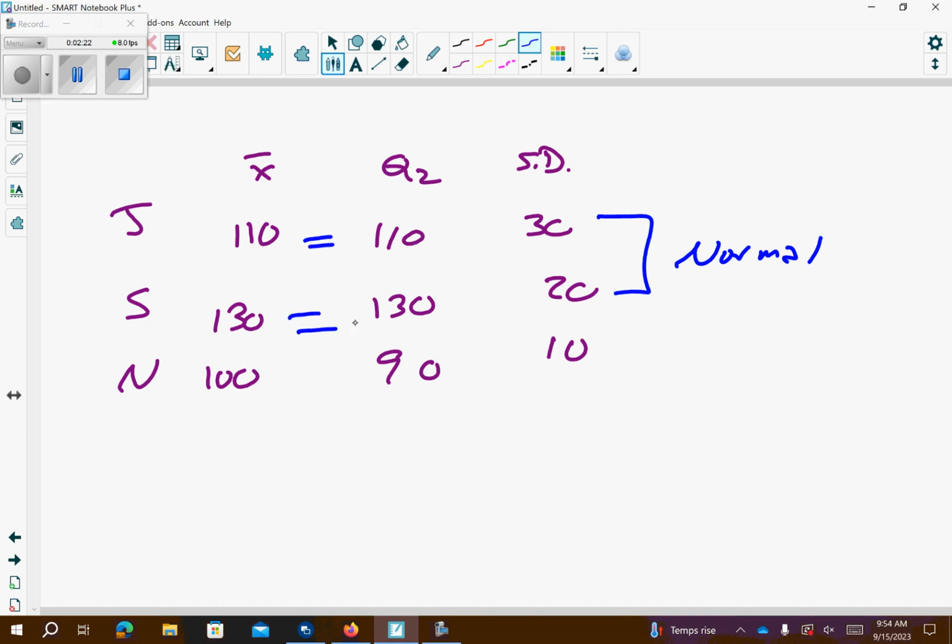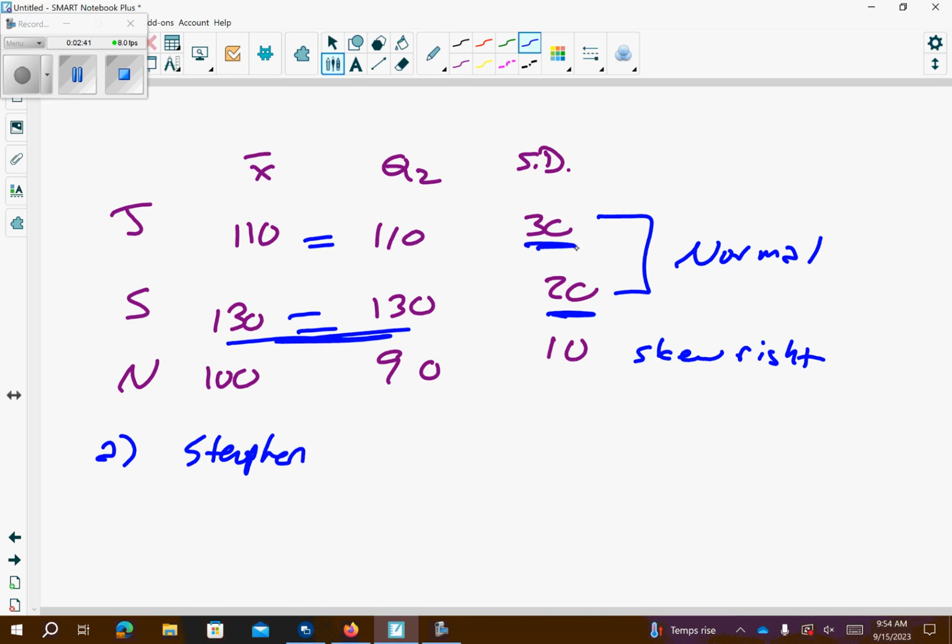Okay, this one appears to be skewed because the mean is bigger. This is skew right. Okay, we can answer. So the better bowler, I would say, would have to be Steve or Steven, because he's getting the 130 and his standard deviation isn't quite as big as up above.